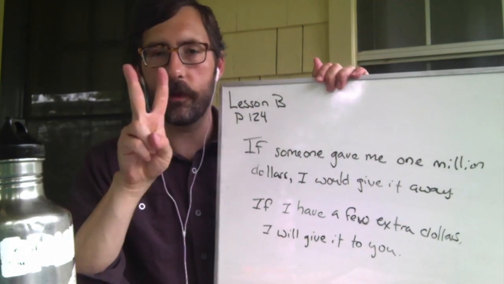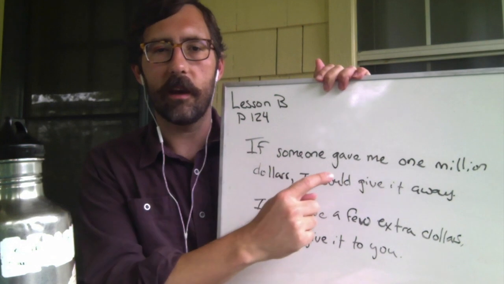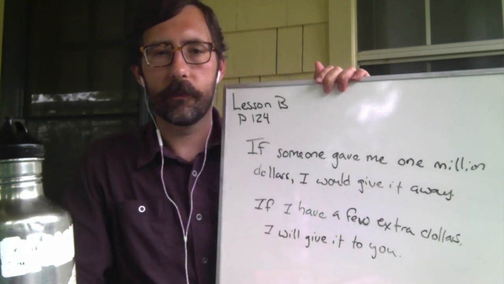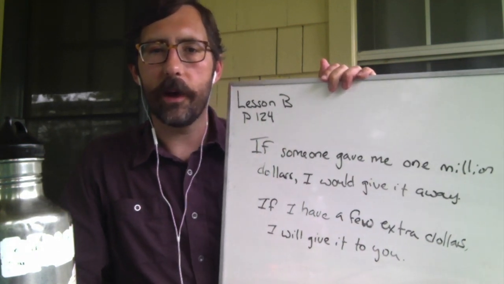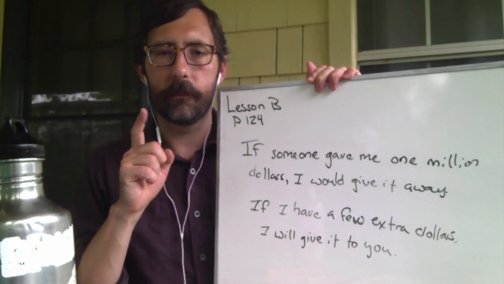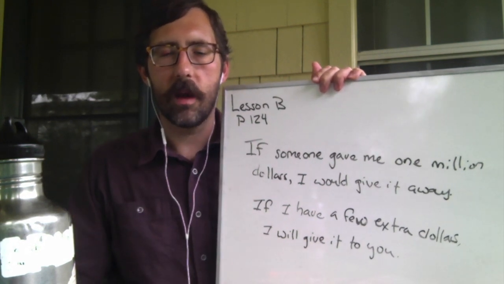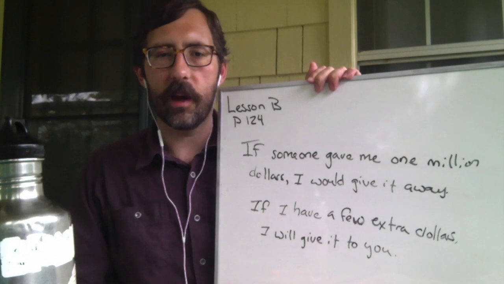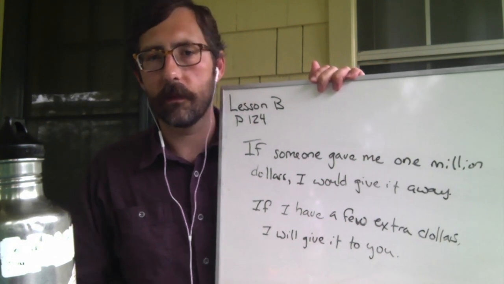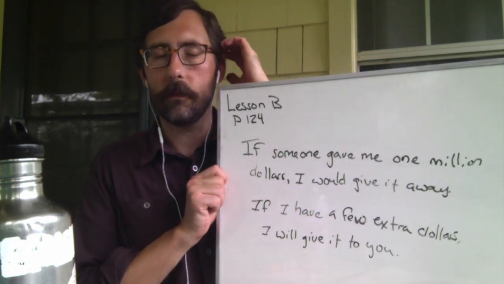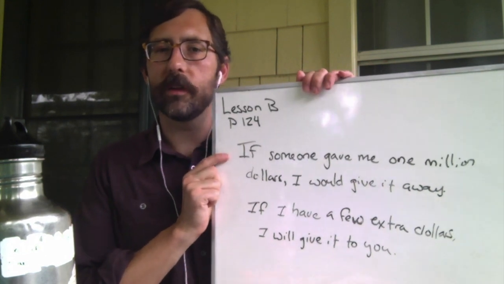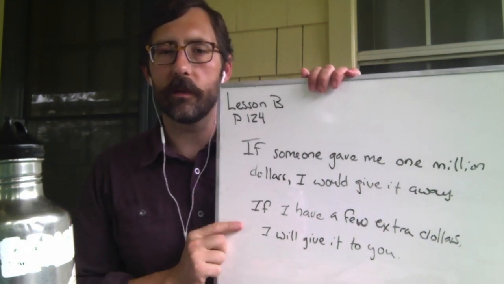Okay, we have two sentences. If someone gave me $1 million, I would give it away. Sentence number one. Sentence number two. If I have a few extra dollars, I will give it to you. Right? So, which one is unreal and which one is real?